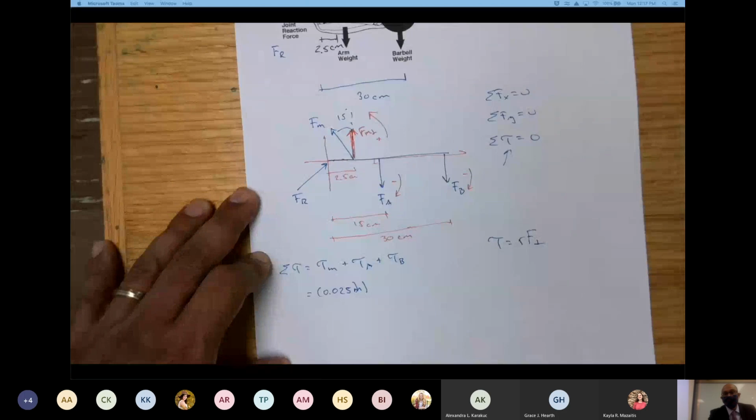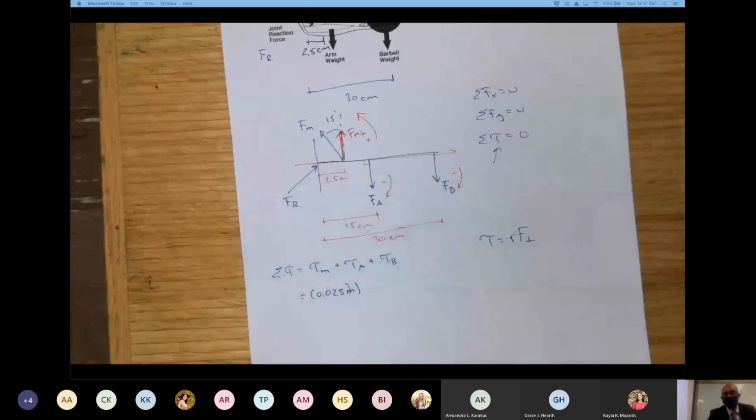Oops. I don't think anyone is seeing. In the chat, can you see the paper? Yep. Was that a yes or no? Yes. Yes. Oh, you can see it? Oh, cool.